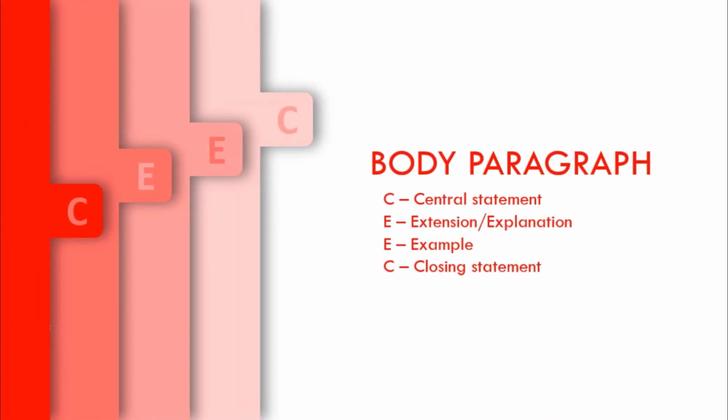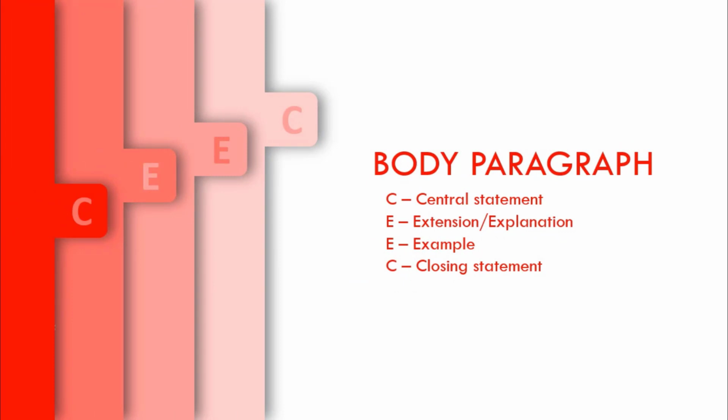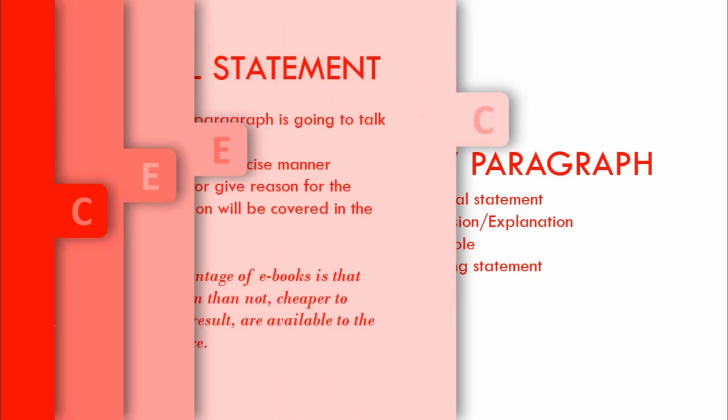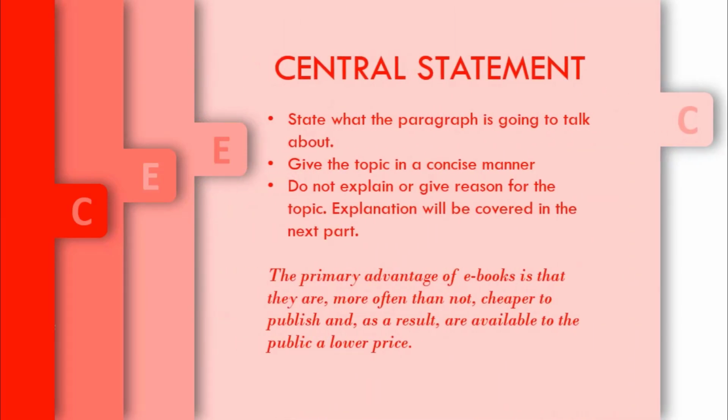Now let us look at each of these parts and also give a relevant example associated with the question that we just saw. Starting off, we have the central statement. The purpose of the central statement is to state what the paragraph is going to talk about. Keep in mind that this needs to be given in a concise manner and we should not start explaining or giving reason for the topic. The explanation will be covered in the next part.